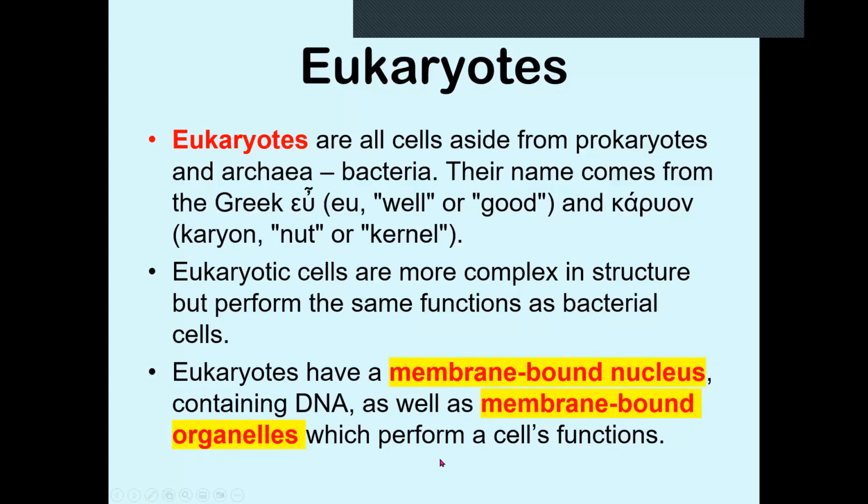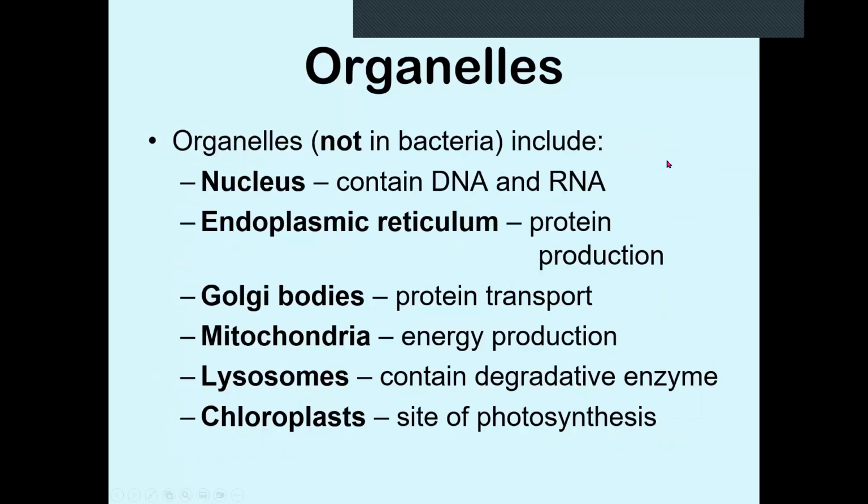And this is what allows us to function in particular ways. These membranes are very, very important. So what sort of organelles do we have? And again, not in bacteria. So we have a nucleus, generally. It does contain DNA and it contains RNA.